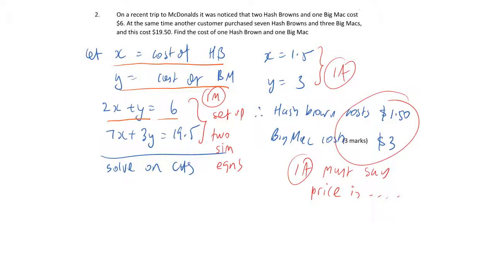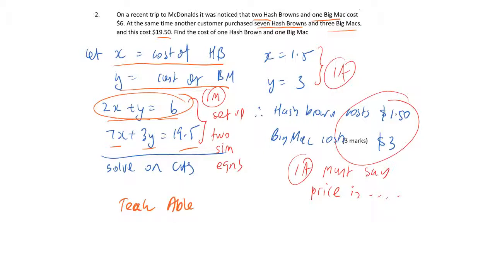So from the question, we are told 2 hash browns and 1 Big Mac cost $6. That's where equation 1 comes from. We're also told that another customer, who apparently was very hungry, wanted 7 hash browns and 3 Big Macs. Well, that's a nice little snack, isn't it? So 7 hash browns plus 3 Big Macs, what does that cost? $19.50.